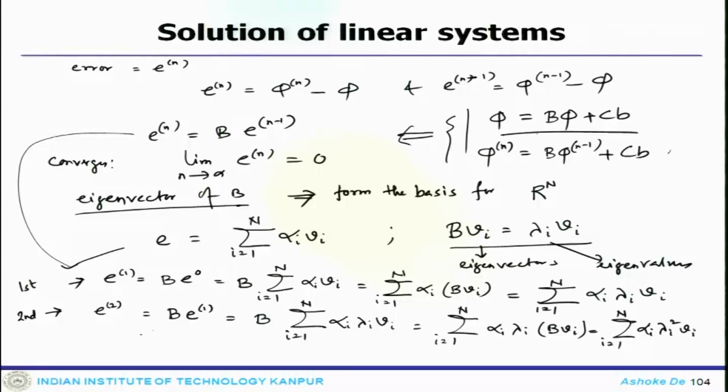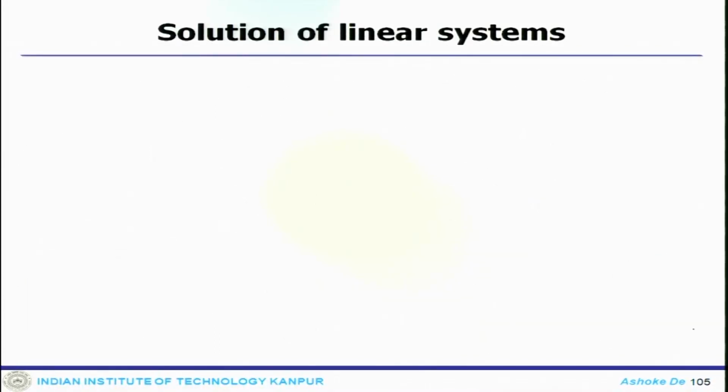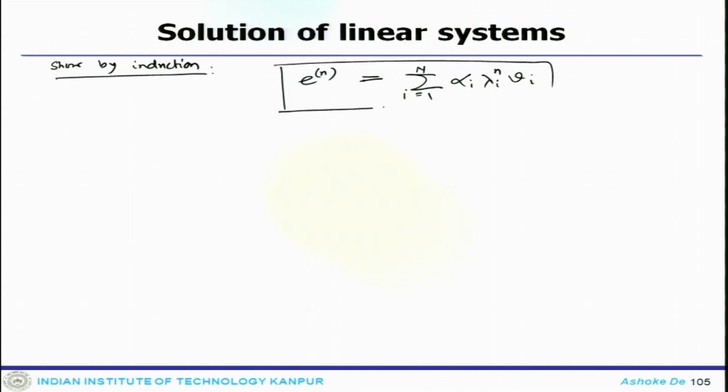Now this can be continued like third iteration, fourth iteration and so on, and one can finally show by induction, for finding the spectral radius, that you express this for the nth level as the summation of i equals 1 to n alpha i lambda i to the power n small v i. So that is what one can write for the n iterative process.